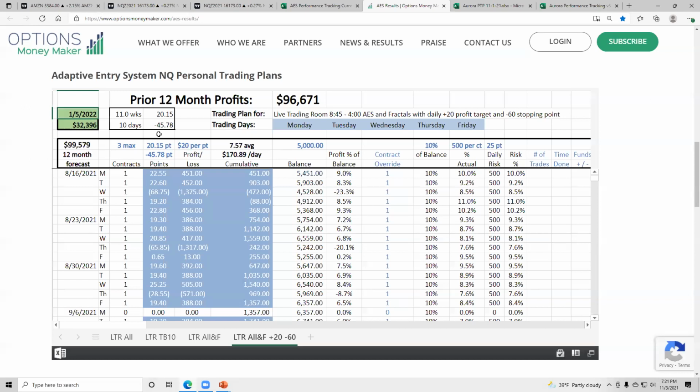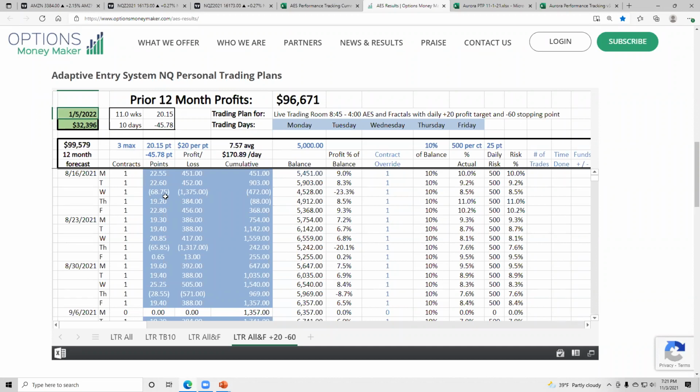But she was looking at the optimum level of performance, and it came down to this. Look for 20 points of profit. And if you get to 60 points of loss, stop. And by doing so, we start this account with $5,000. We're allocating 10% of the balance of the account to contracts. We're willing to scale up to 3 contracts.